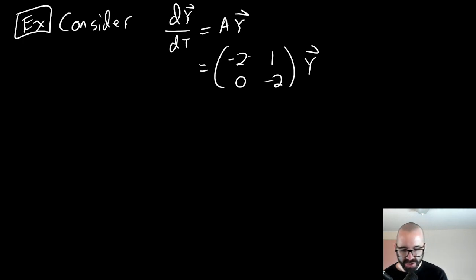Okay. So we could find our eigenvalues really quickly, right? We need to find when the determinant of A minus lambda I is equal to 0. So the determinant of A minus lambda I looks like this.